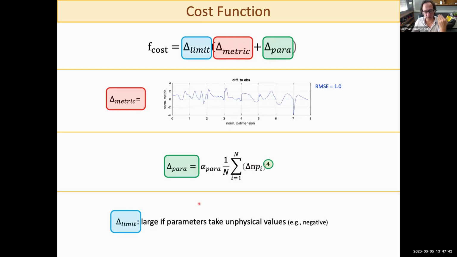Right? And at the same time, we have limits. These parameters that we have cannot be negative. None of them, so they're all defined in a positive way. So whenever one of these parameters gets negative, we double this value of the limit. That means this cannot happen. So immediately when one of these parameters in the optimization scheme is chosen to be unphysical, then this is sanctioned in the cost function.